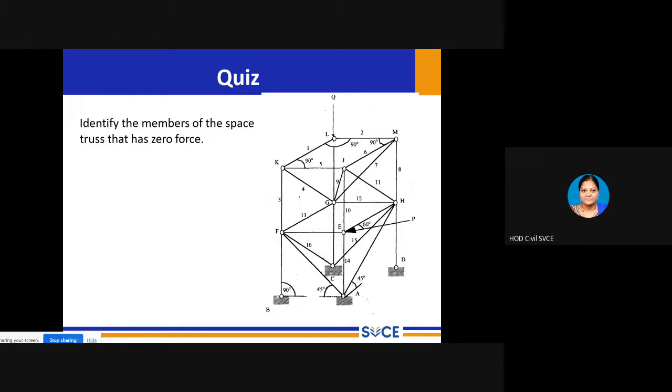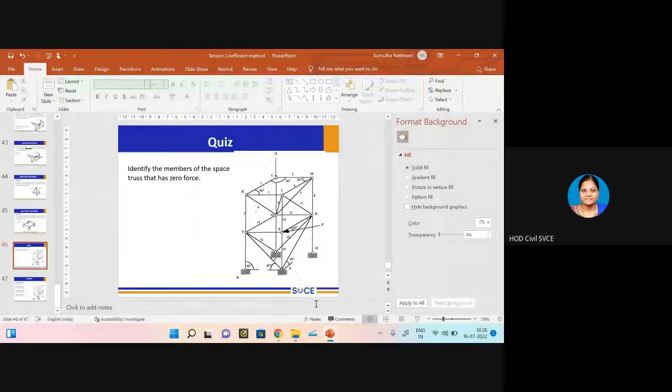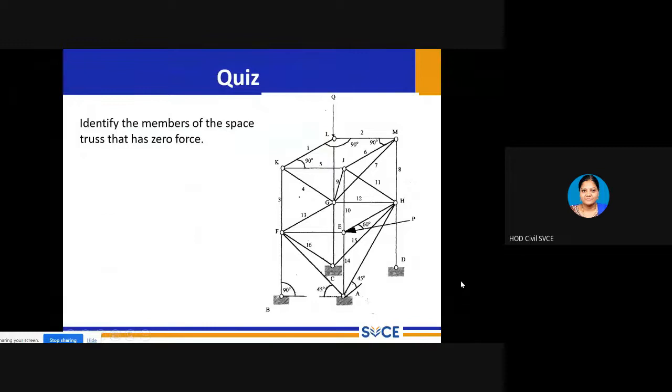Was this covered in the yesterday session, the theorems for identifying the zero force members? Is this covered in yesterday's lecture? Can I get some answer for this? Is this covered? Am I audible? Yes, ma'am. Yes, this is covered, right?